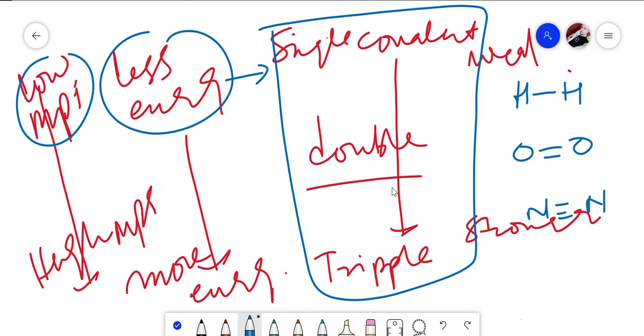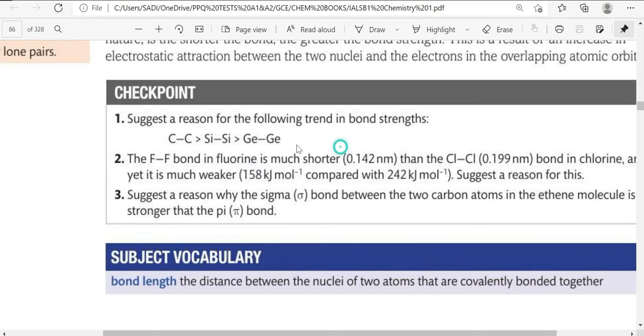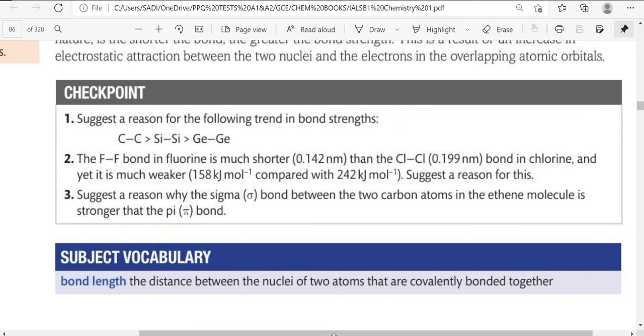Okay, I'll move into your book once again. Let me see what else is there in your book. Question actually, we need to see this. What does it say? It says, suggest a reason for the following trend in the bond strength. What's the reason for the bond strength? The question is why carbon-carbon single bond is stronger as compared to silicon-silicon single bond as compared to germanium-germanium single bond. So for that you need to look into the periodic table.